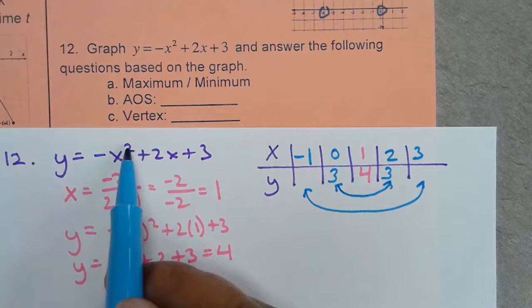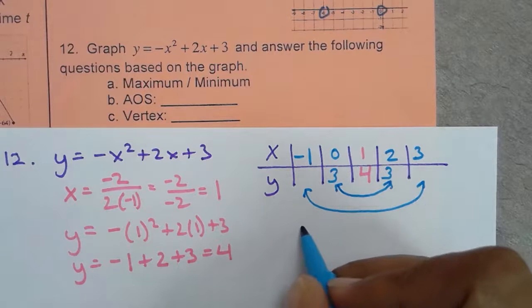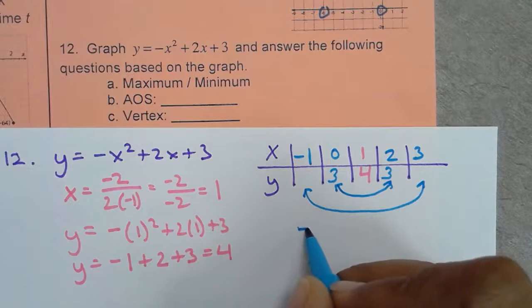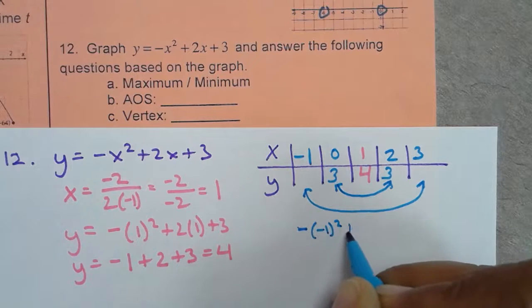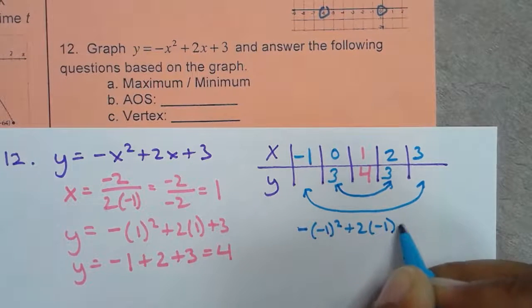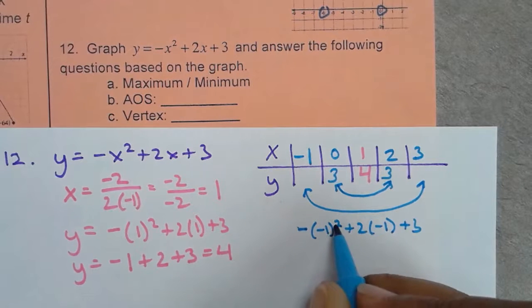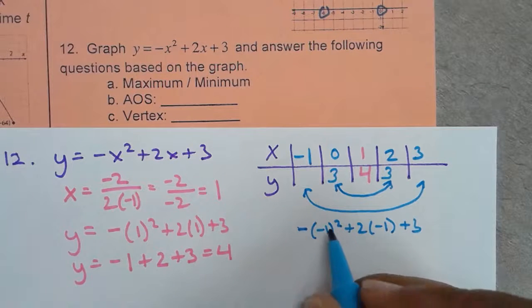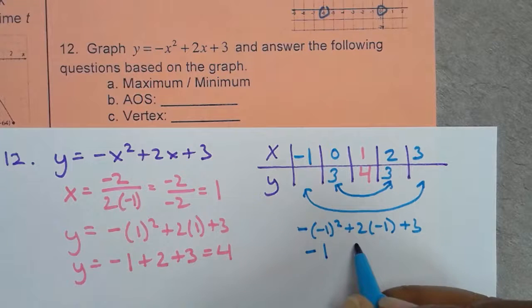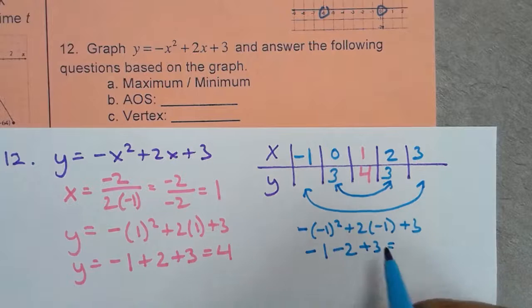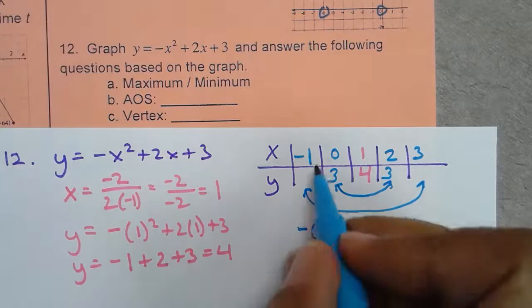So -1², actually I'll write out the work here. So we have -1² plus 2 times -1 plus 3. So this is going to get us a -1², which is a +1. Keep in mind the negative stays. And this will be 2 times -1 is -2 plus 3. So we have -3 plus 3, which gets me 0.